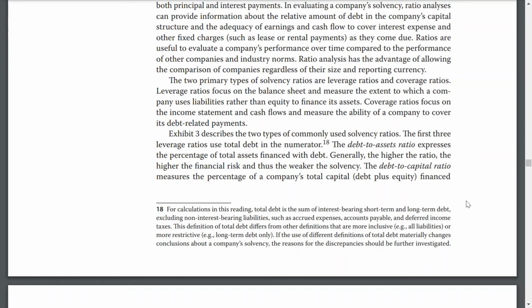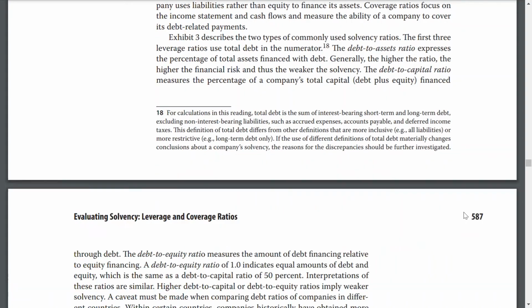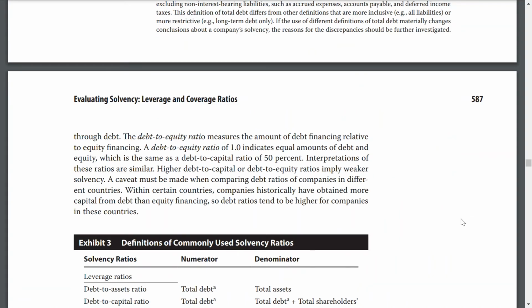The debt-to-capital ratio measures the percentage of a company's total capital, debt plus equity, financed through debt. The debt-to-equity ratio measures the amount of debt financing relative to equity financing. A debt-to-equity ratio of 1.0 indicates an equal amount of debt and equity, which is the same as a debt-to-capital ratio of 50%. Interpretations of these ratios are similar. Higher debt-to-capital and debt-to-equity ratios imply weaker solvency.